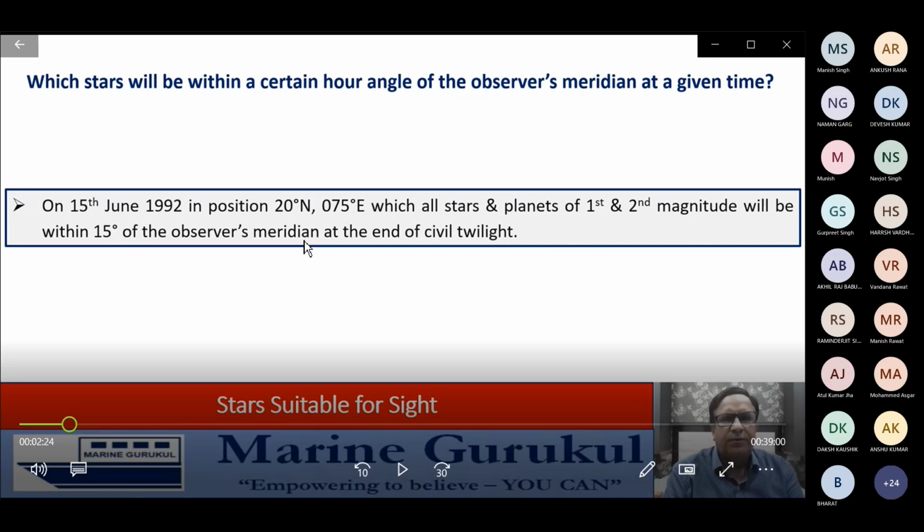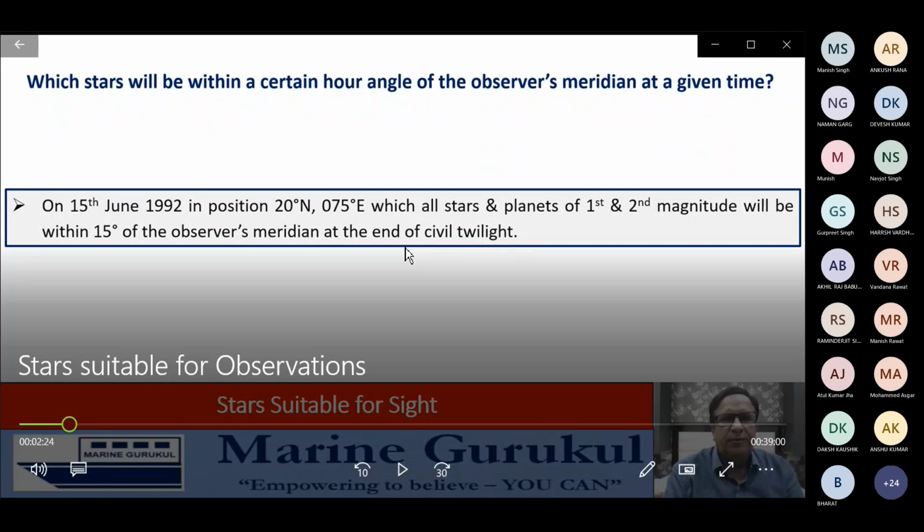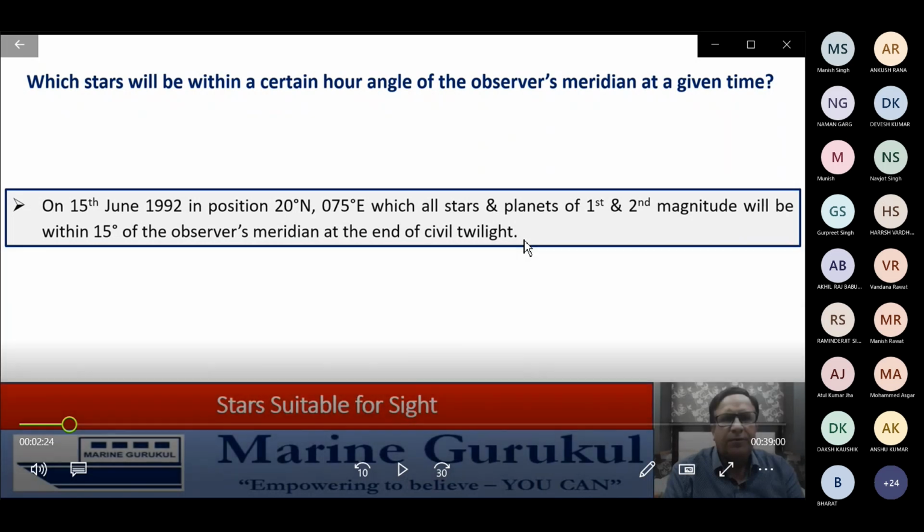So 15 degrees either side, 15 degrees east of the meridian, 15 degrees west of the meridian. And they have also told us the time at which we require them. It is the end of the civil twilight. So let us see how we attempt these types of questions.